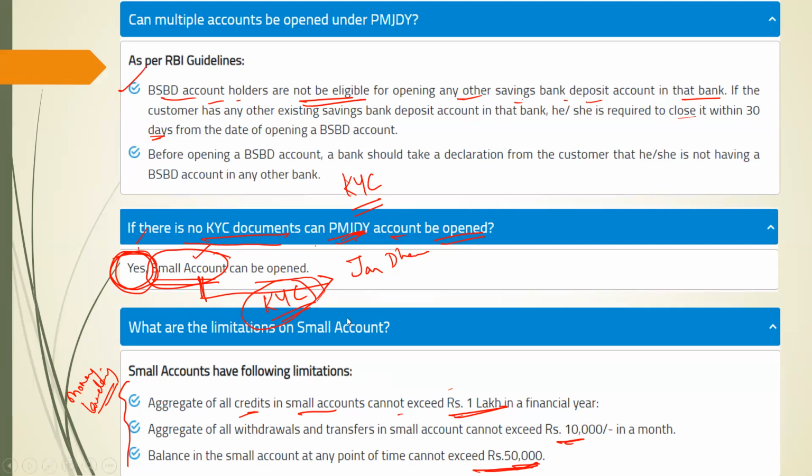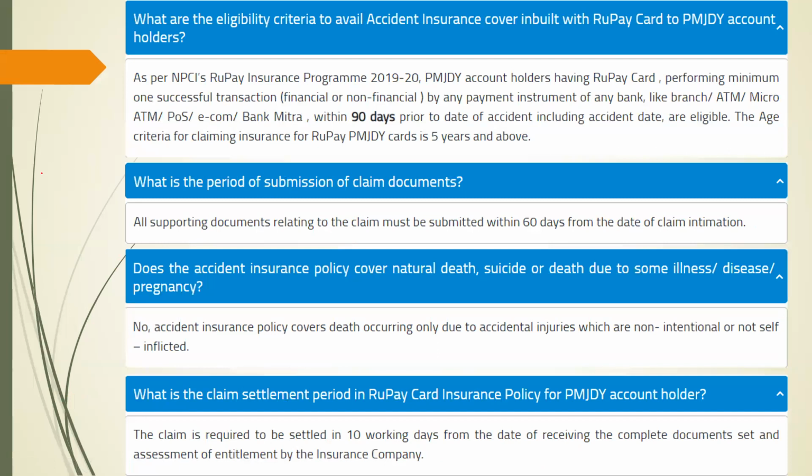Now we come to the last part of it, that is the accident insurance, because this is also one of the major benefits of Jan Dhan Yojana. So who can avail the accident insurance? Any person who has done even one successful transaction within 90 days prior to the date of accident can avail accident insurance cover. The cover is 2 lakh rupees, if he has done one successful transaction within 90 days prior to the date of accident.